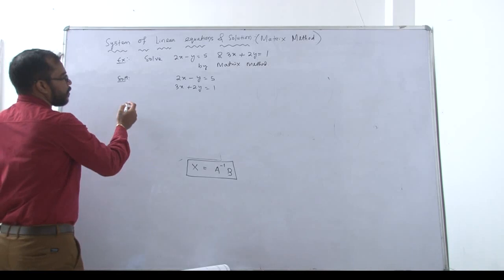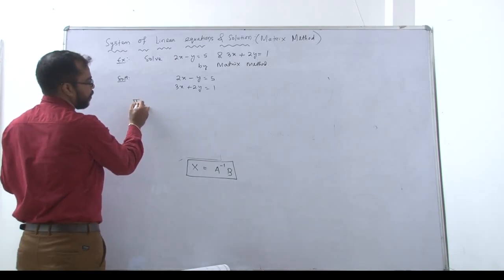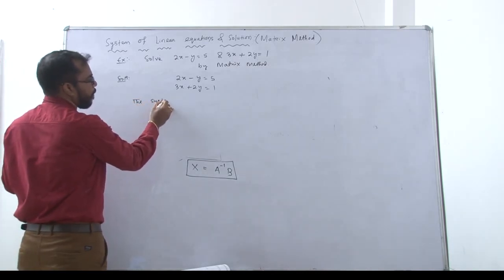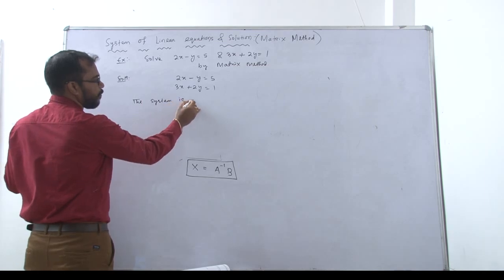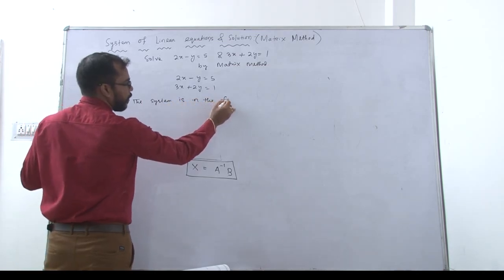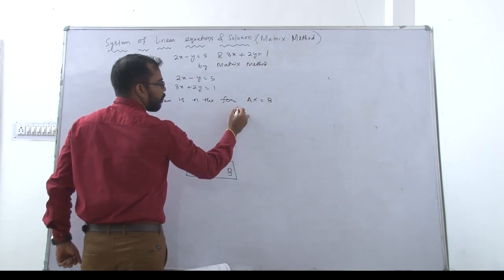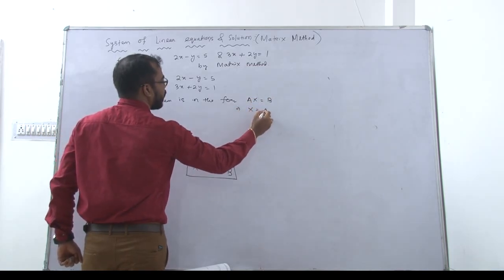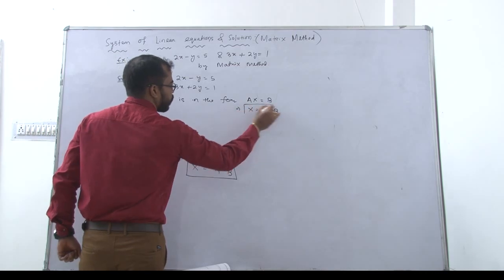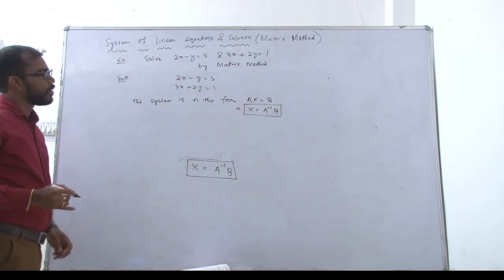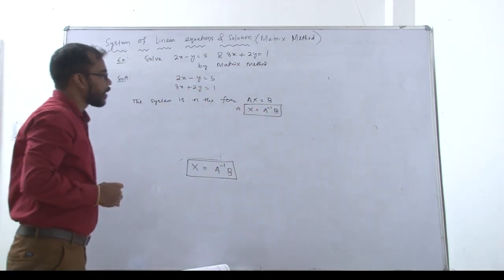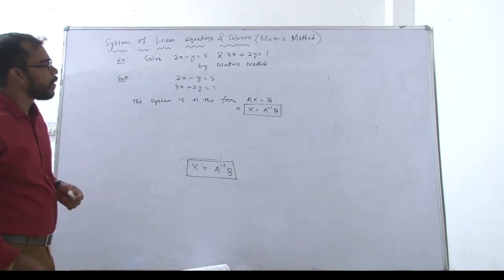So the system is in the form AX is equal to B, but we have to find the value of X, that is A inverse of B. So this is the formula that we have to evaluate, that X is equal to A inverse of B.